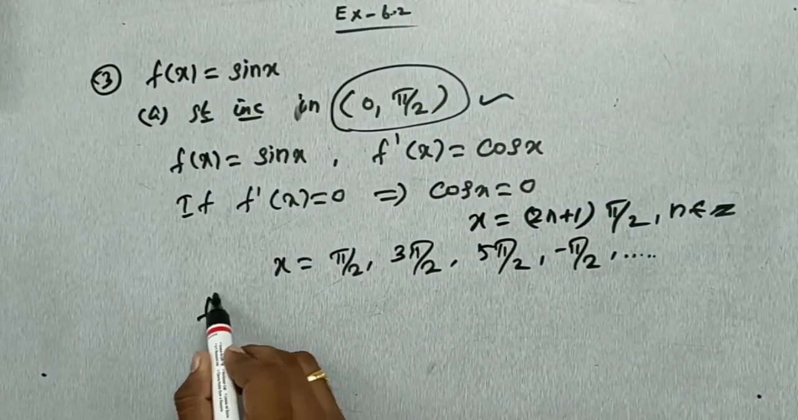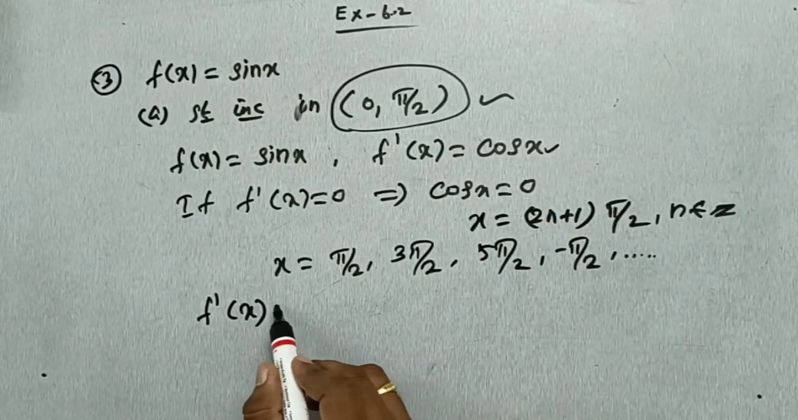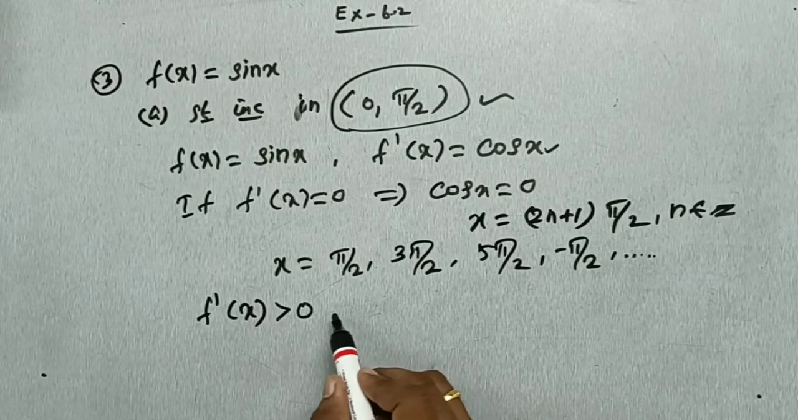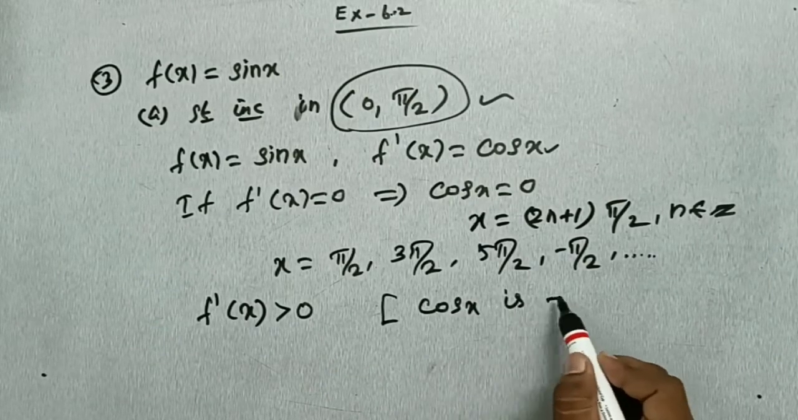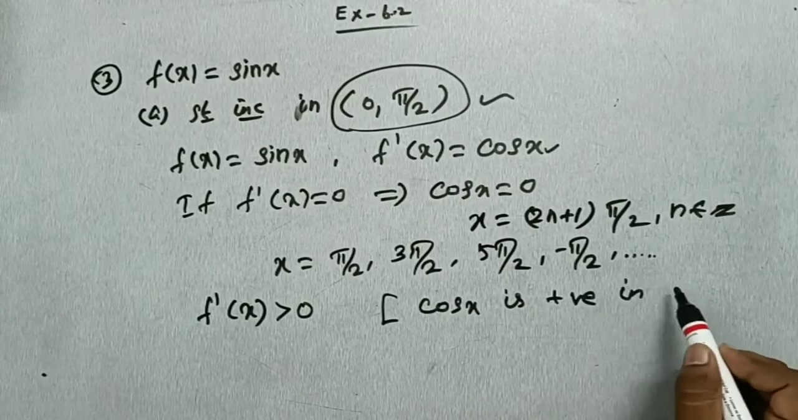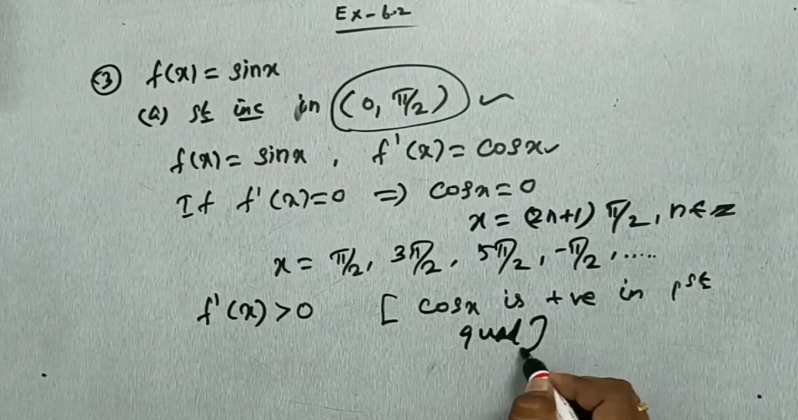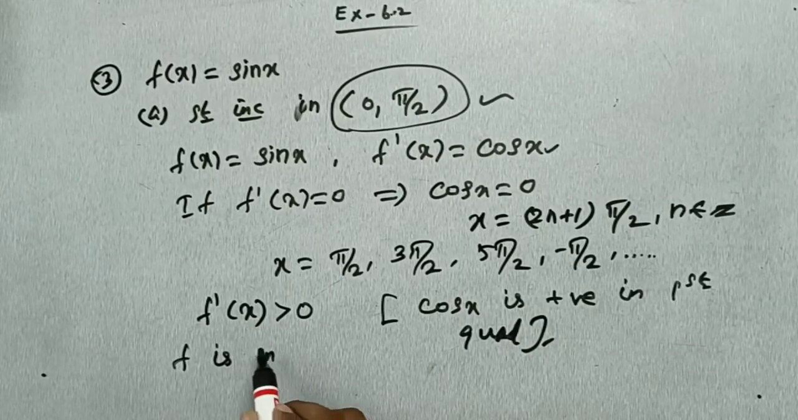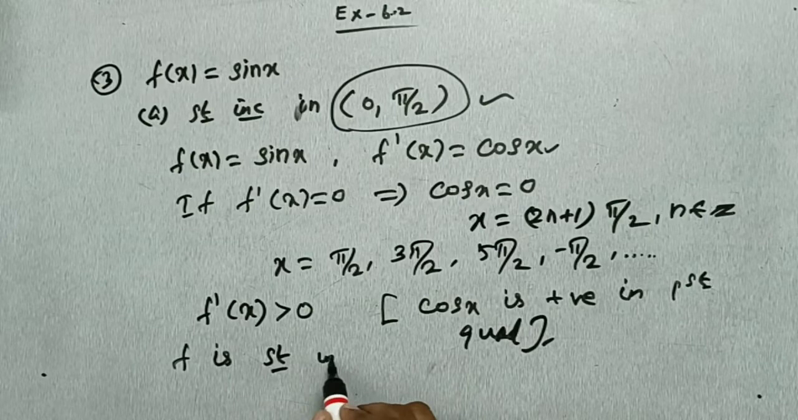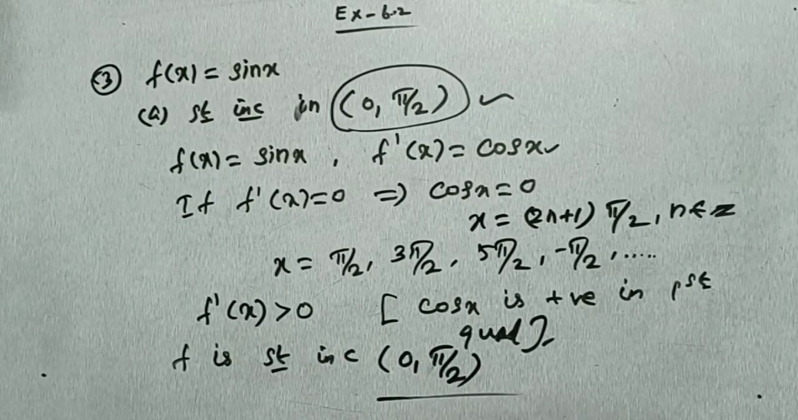So we know that clearly f dash of x is cos x. Cos x is always greater than 0, since cos x is positive in the first quadrant. So f dash of x greater than 0 means f is strictly increasing in the open interval 0 to pi by 2.